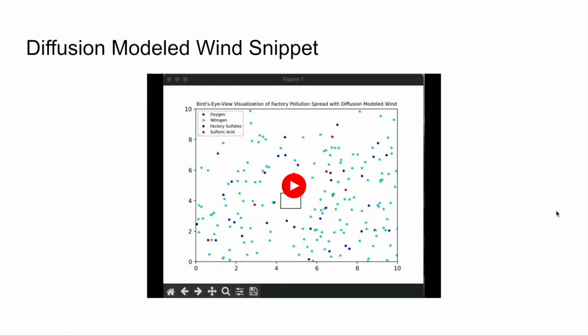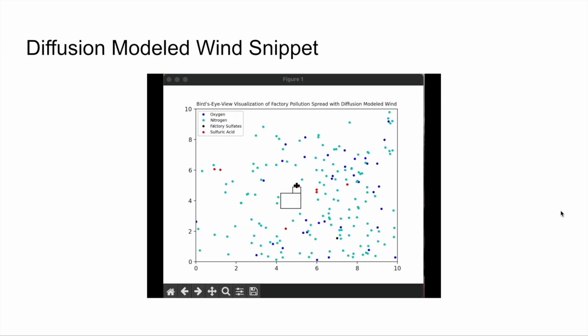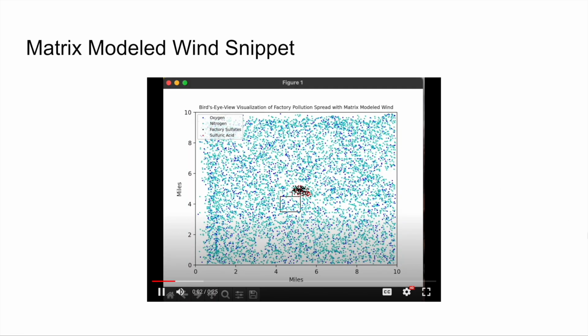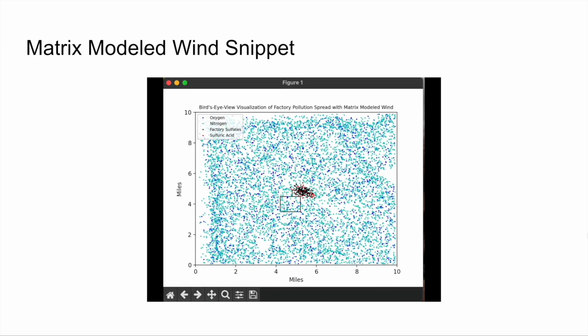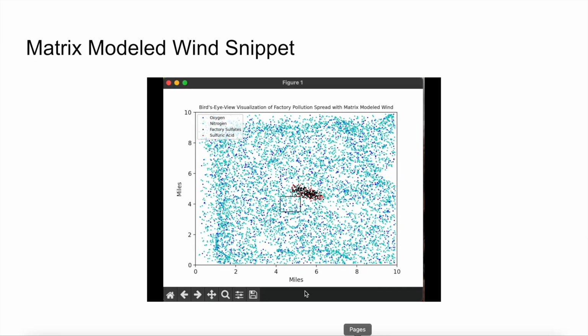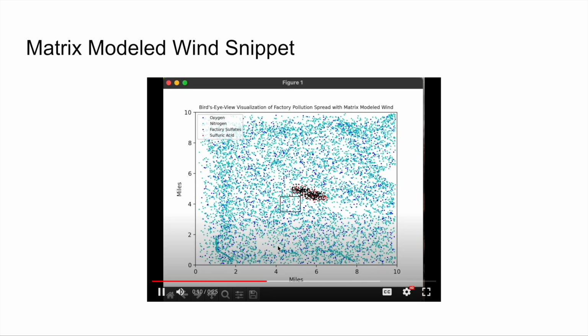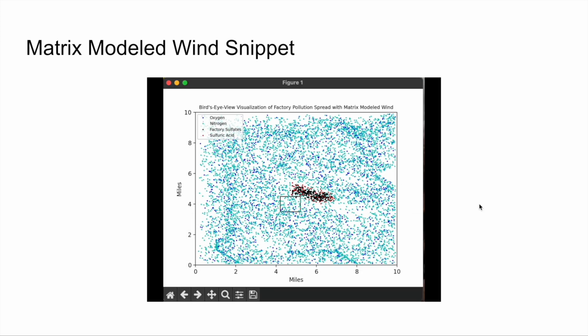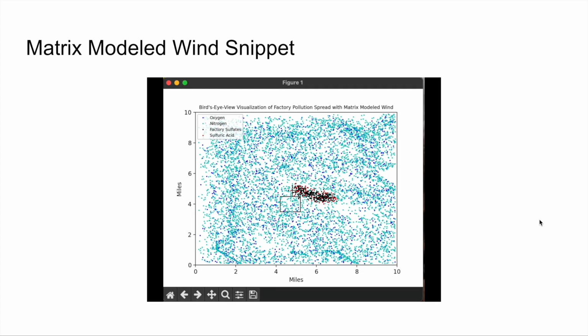You can see the fewer number of particles. Here is a video example of matrix-modeled wind. There are some white gaps that form, so it is not perfect, but it can definitely support significantly more particles. So here is an example of some white that is created, and here as well, white gaps.